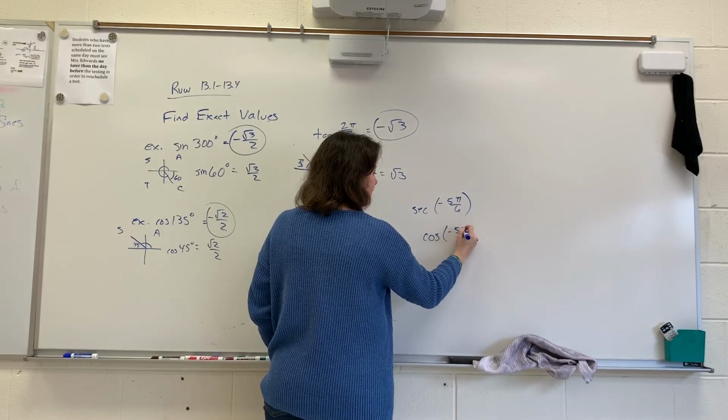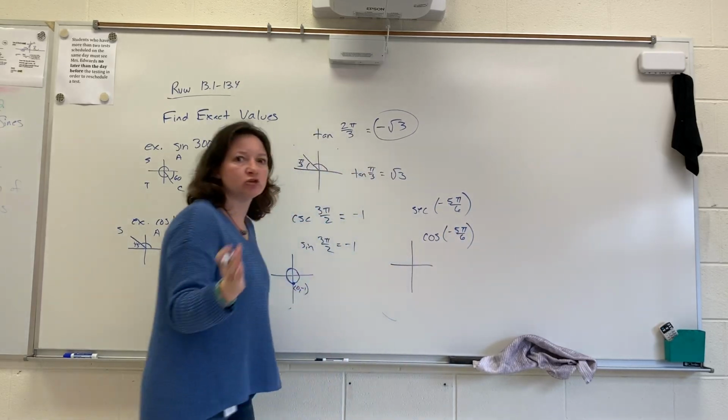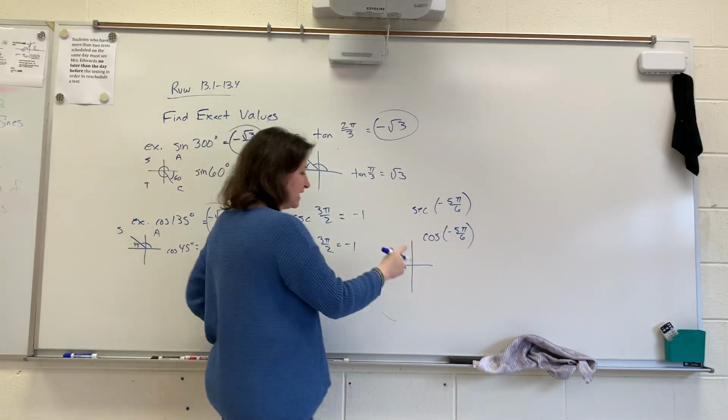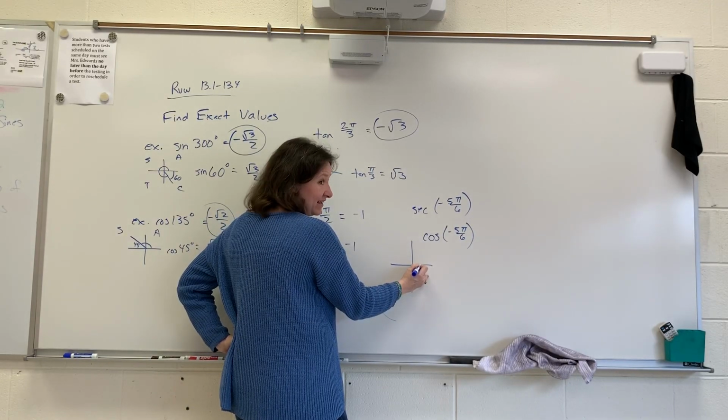Cosine of -5 pi over 6. So first, again, please freeze your video and try this, and then check it when you're done. So cosine of -5 pi over 6. 5 pi over 6 negative means I go clockwise. Where do I end up?